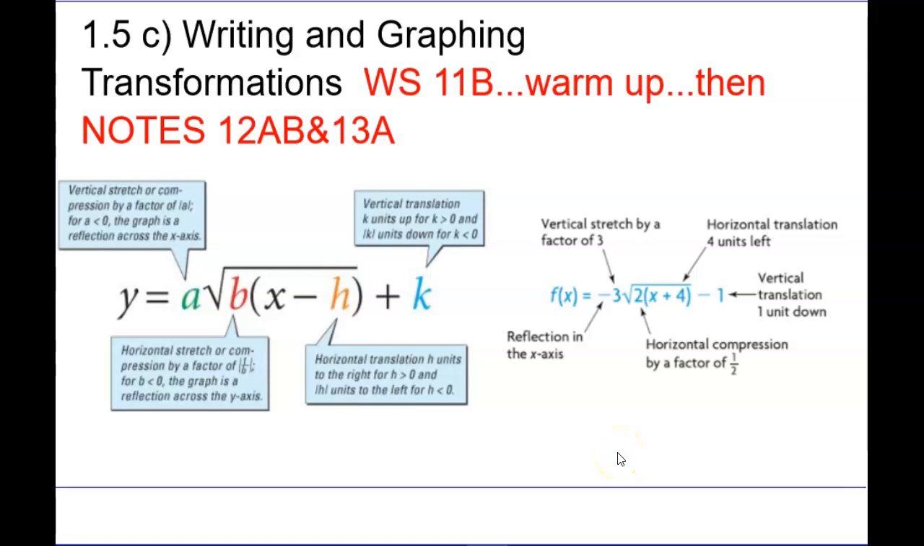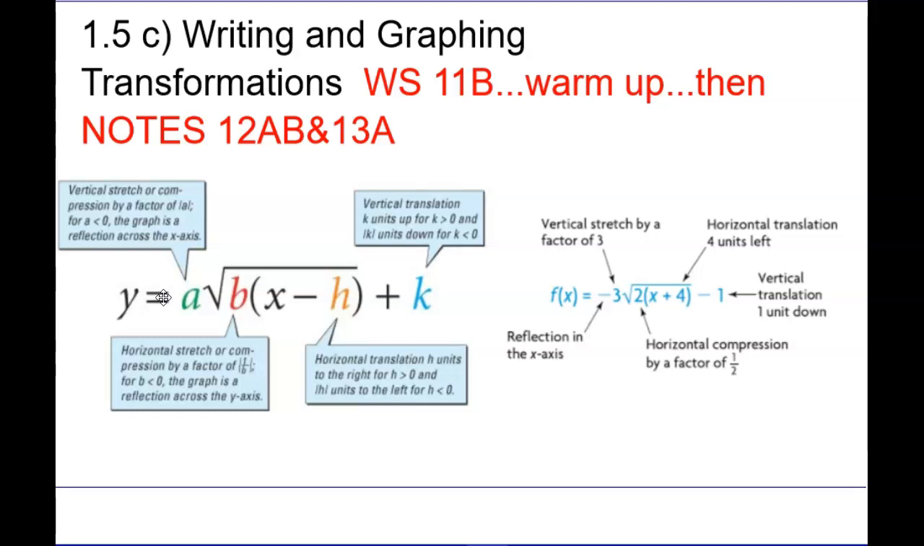All right, so just a review of what all these things do. Does anybody remember what A does out in front? It can reflect over the Y, up and down, if it's a negative. But what does a number out there do? Stretches or shrinks which way? Vertically, yes. So it changes Y values, okay, up and down.